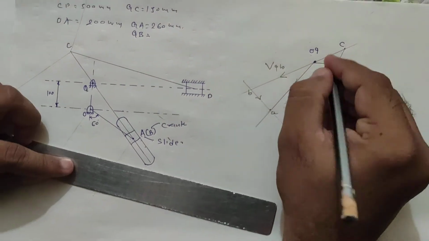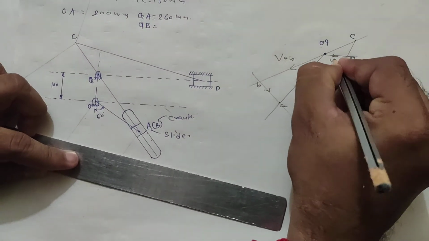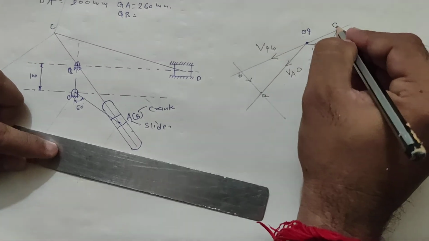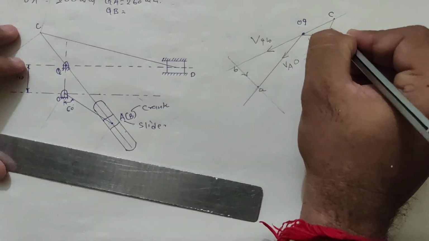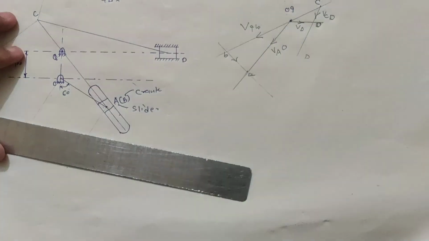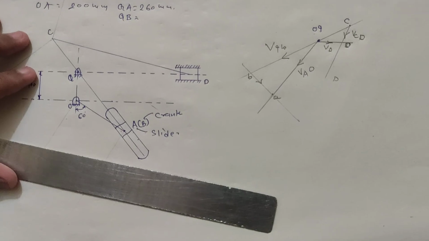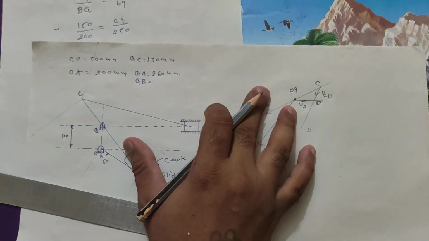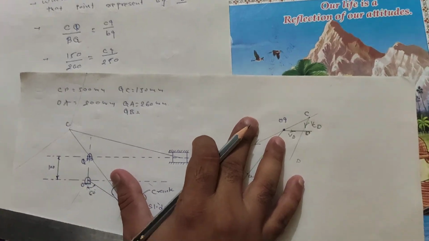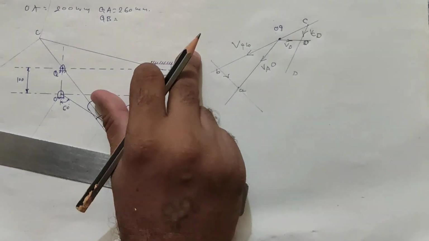Okay, so over here we have found the velocity of D from Q to D, and this is C to D, so it may move like this. So this is our velocity diagram. Okay, after this one, in the next video we will explain the acceleration component, the Coriolis acceleration component. Okay, thank you.